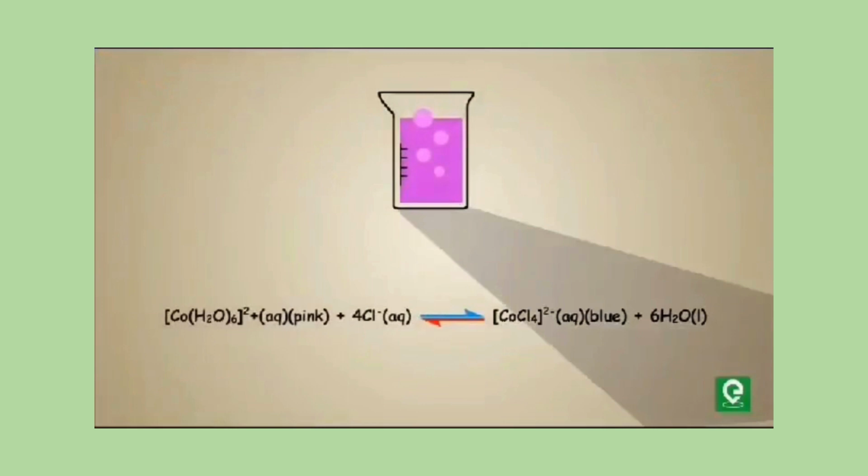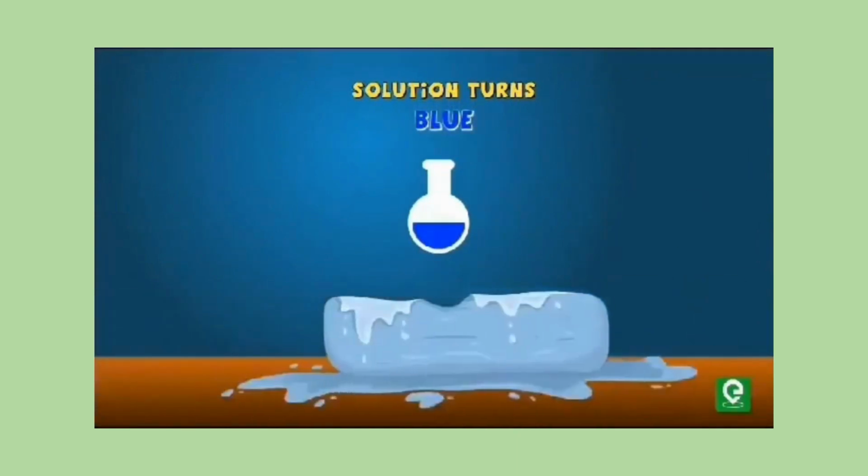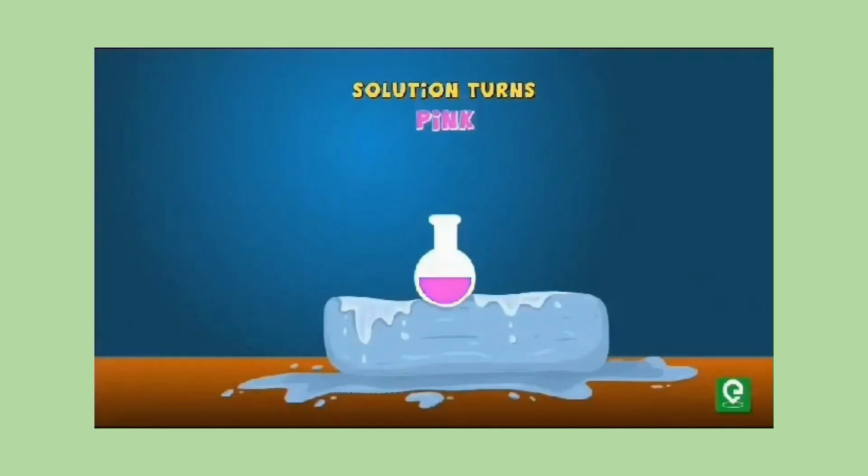In our above example of cobalt-2 ions, the forward reaction is endothermic and the backward reaction is exothermic. If you increase temperature, the forward reaction occurs more rapidly to absorb the heat and the solution turns blue. However, if you decrease temperature, the reaction moves backwards, turning the solution pink.